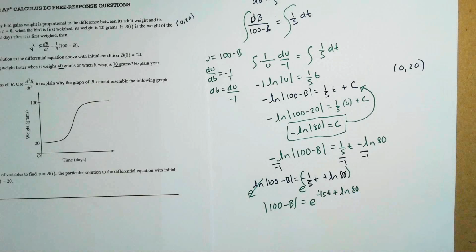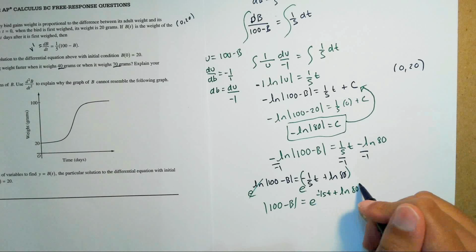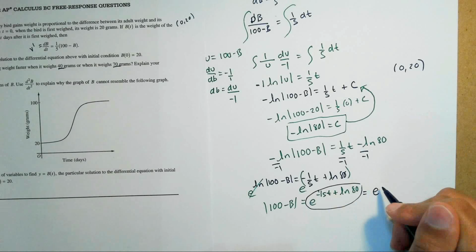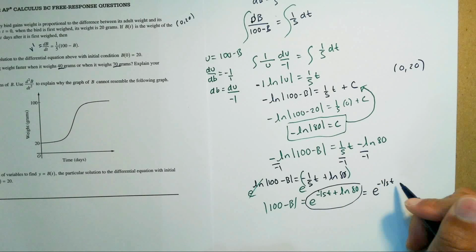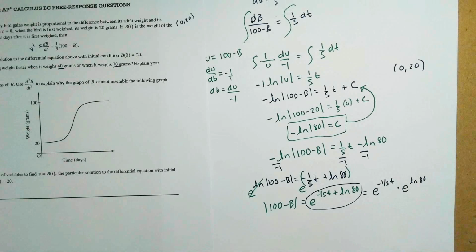Now there's something that you have to be careful about. Anytime you see e and you have that being added or subtracted in the exponent, you have to remember to always separate this, so that this portion right here becomes e to the negative 1/5 t times e to the ln of 80. And the reason why it's multiplication is, think about it.